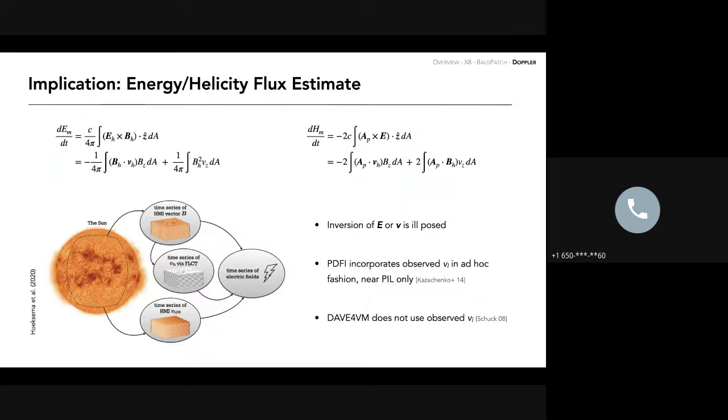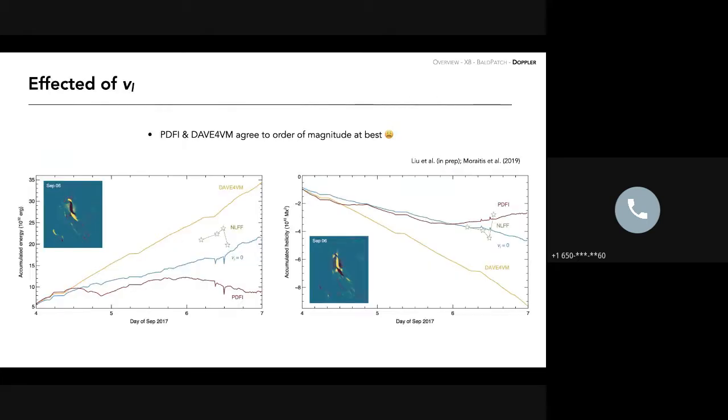Next slide, please. So I think I'm going to skip this. Next. All right, I'm going to just show you this plot quickly.